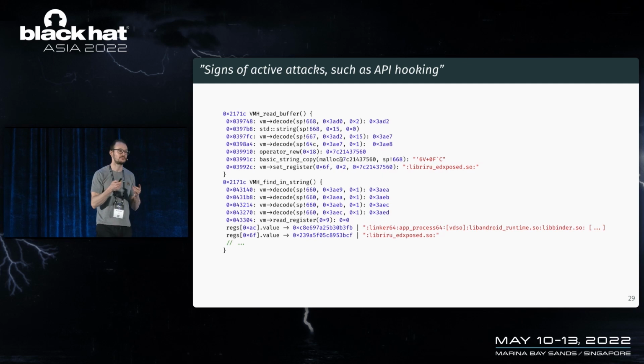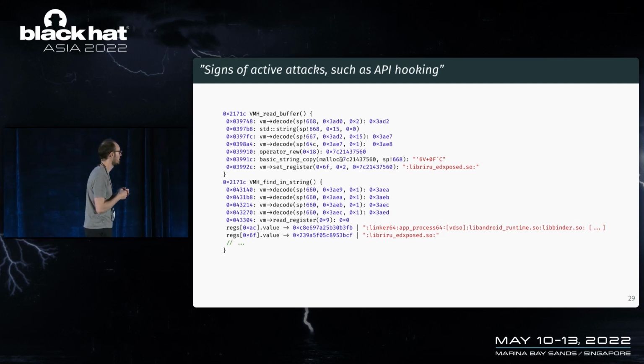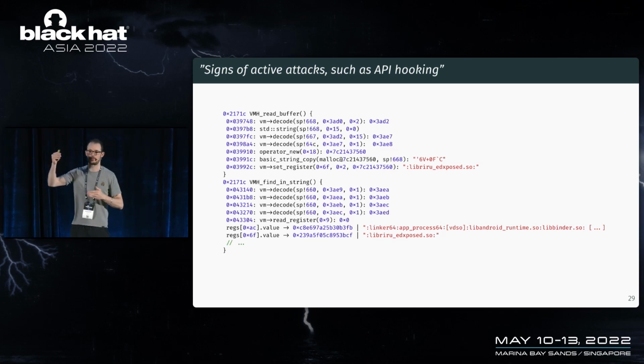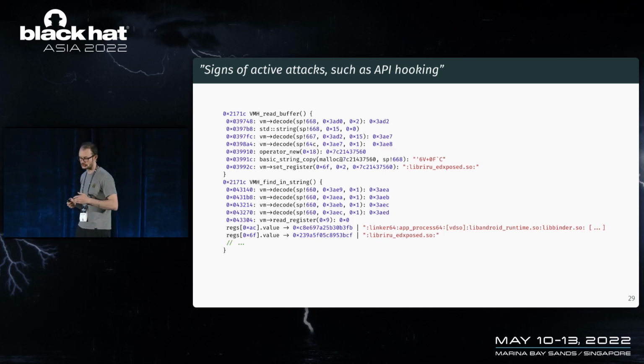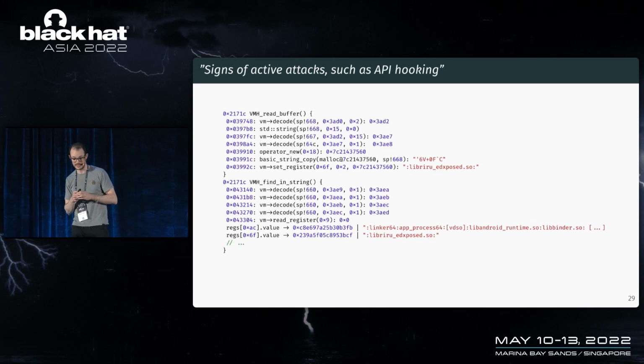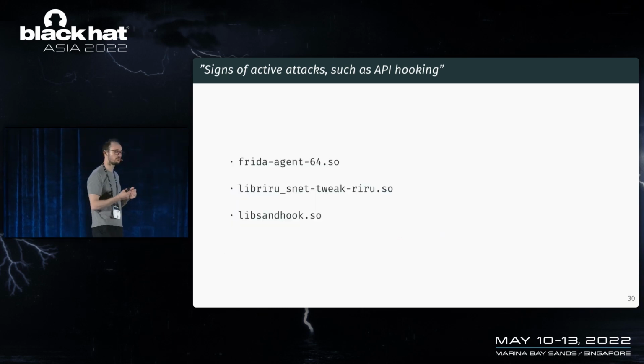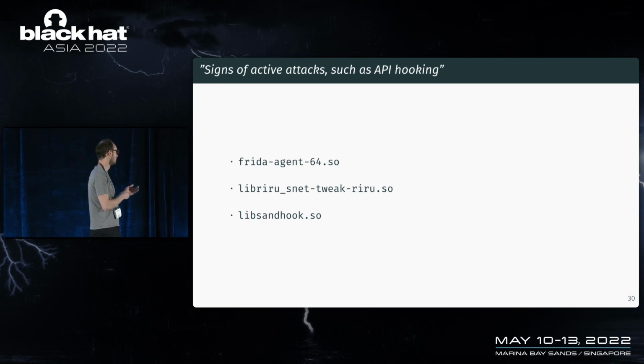And to determine whether there is some presence of API hooking, they are checking if some libraries are present in the memory space of DroidGuard. Here is an example where they are checking if libriru id expose is present. You have the same for Frida agent, for lib send hook, and so on.